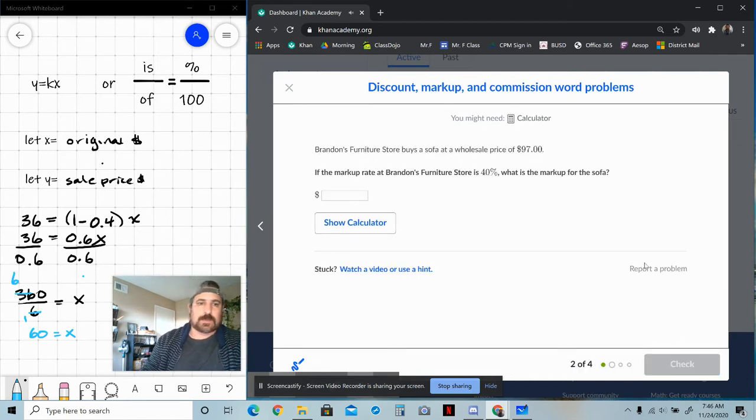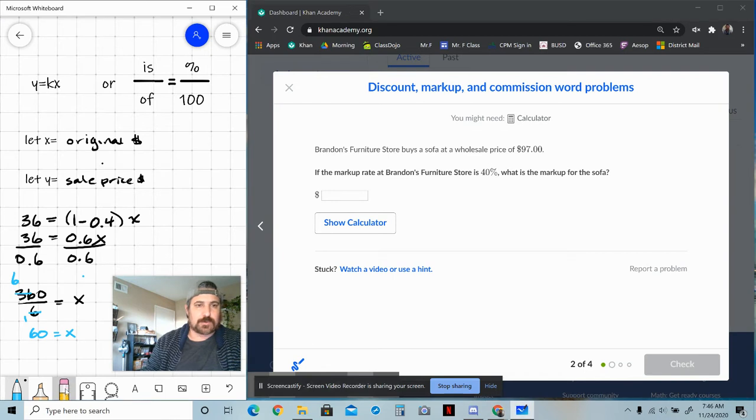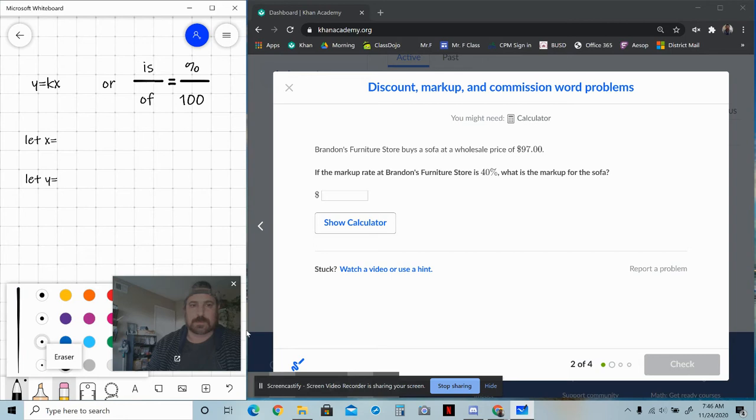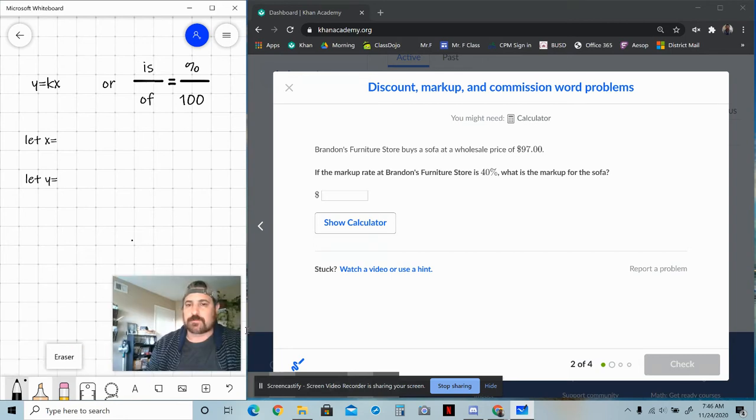Let's do the next one. Erase this. All right. It says Brandon's furniture store buys a sofa at a wholesale price of $97. Okay. So we got a wholesale price of $97. If the markup rate at Brandon's furniture store is 40%, what is the markup for the sofa?